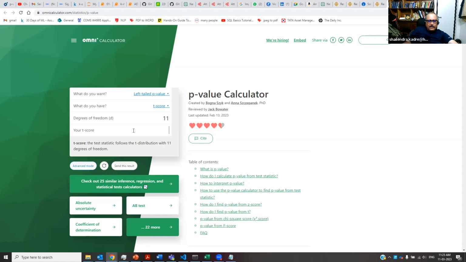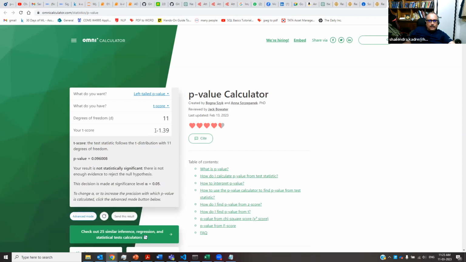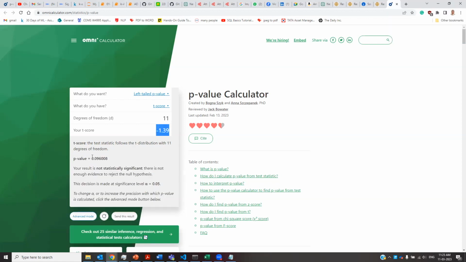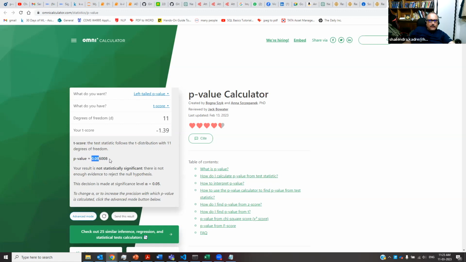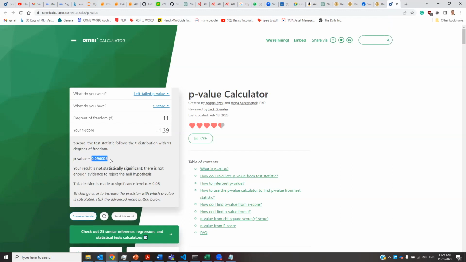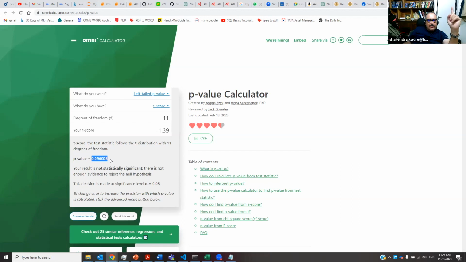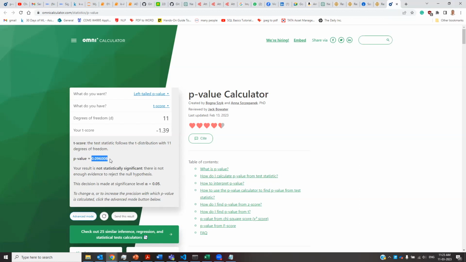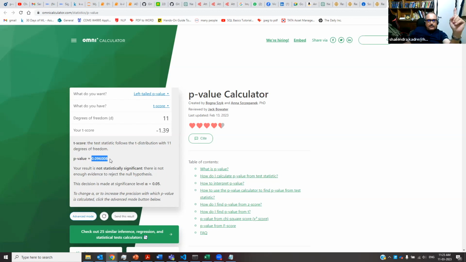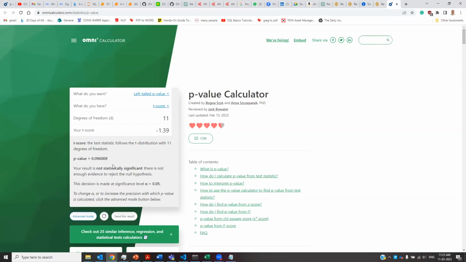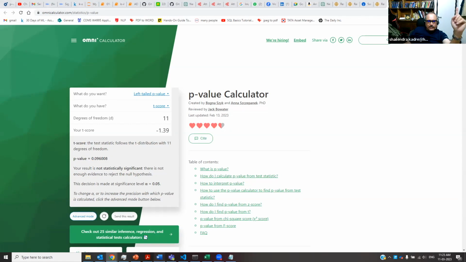What is your T score? The T score is minus 1.39, right? So you put the T score. How much P value are you getting? 0.096. Is it greater than our significance level of 0.05 or less than 0.05? It is greater than 0.05, right? So will you reject the null hypothesis or fail to reject the null hypothesis? You fail to reject the null hypothesis, right?